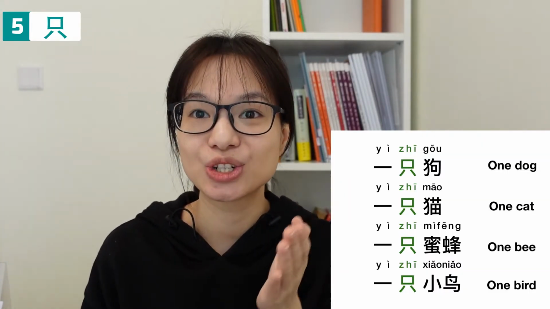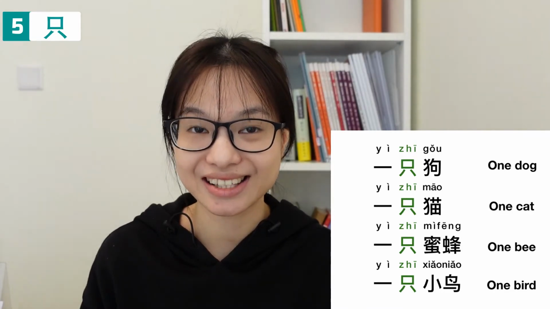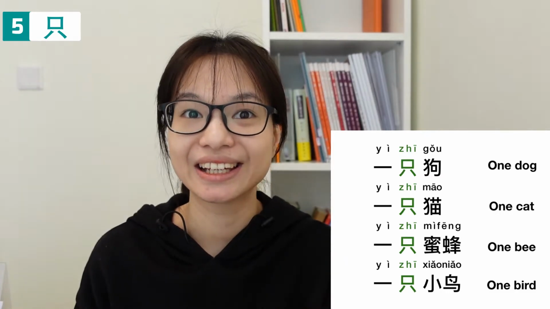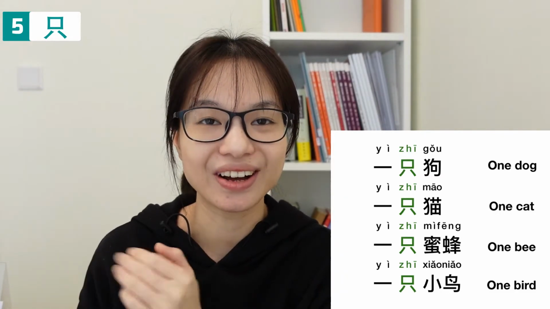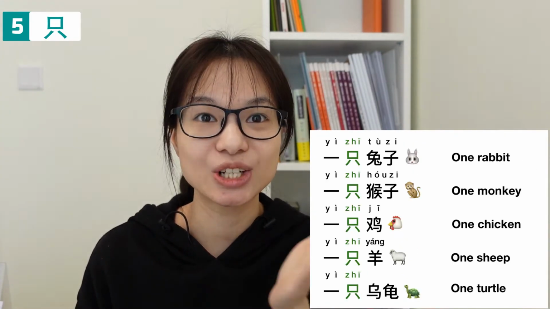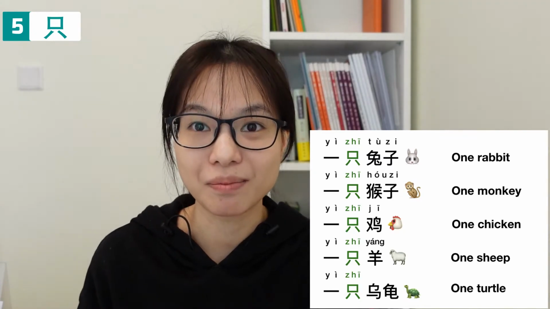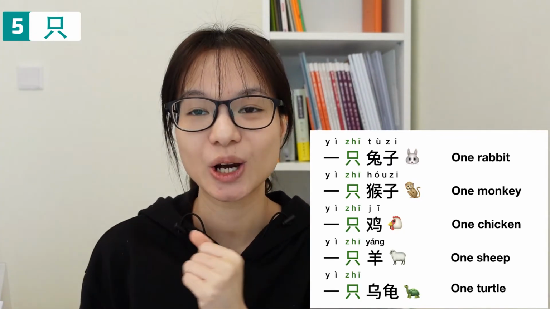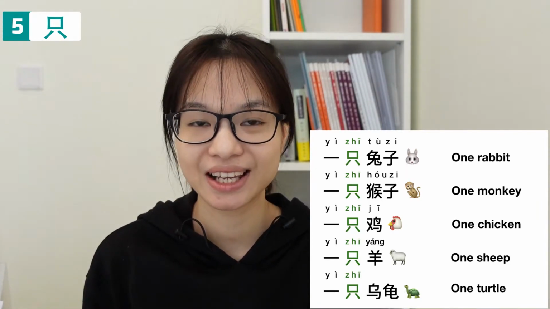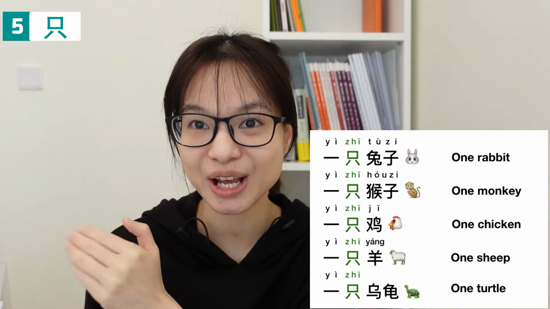In most of the animals we use 只, so we have 一只狗, one dog, 一只猫, one cat, 一只蜜蜂, one bee, 一只小鸟, one bird, 一只兔子, one rabbit, 一只猴子, one monkey, 一只鸡, one chicken, 一只羊, one sheep, 一只乌龟, one turtle.